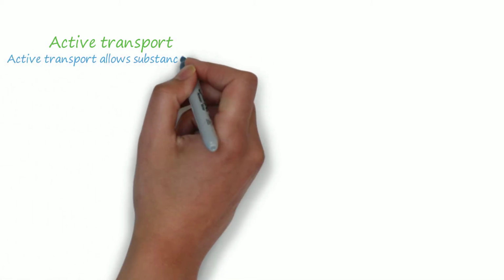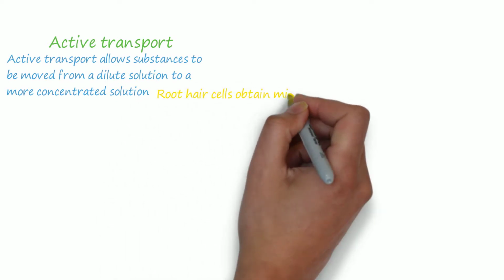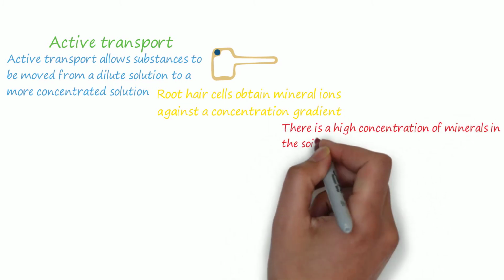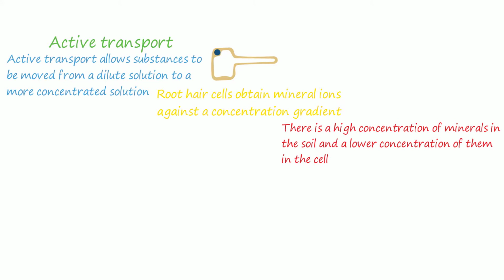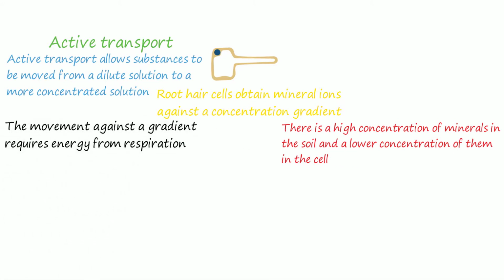Active transport allows substances to be moved from a dilute solution to a more concentrated solution. For instance, root hair cells obtain mineral ions against the concentration gradient. There is a higher concentration of mineral ions in the soil and a lower concentration of them in the cell. This movement against the gradient requires energy from respiration.